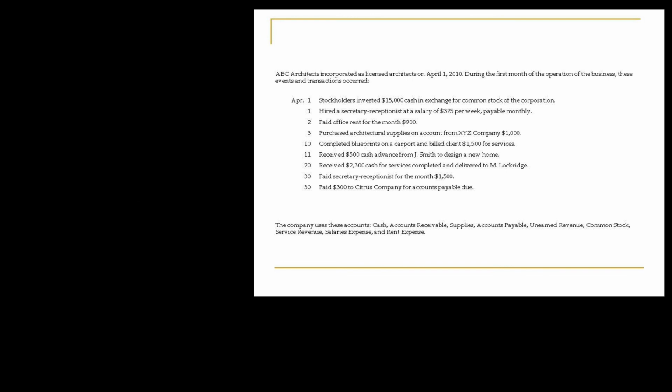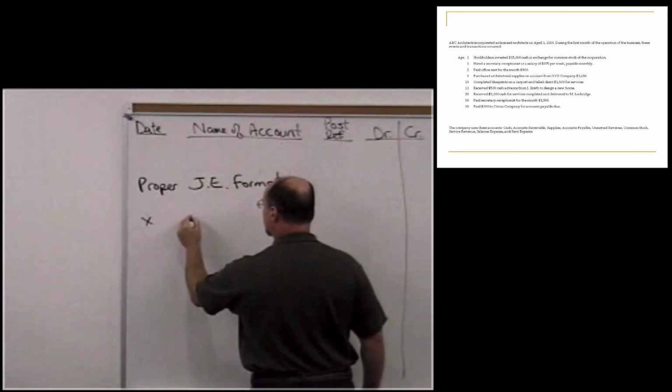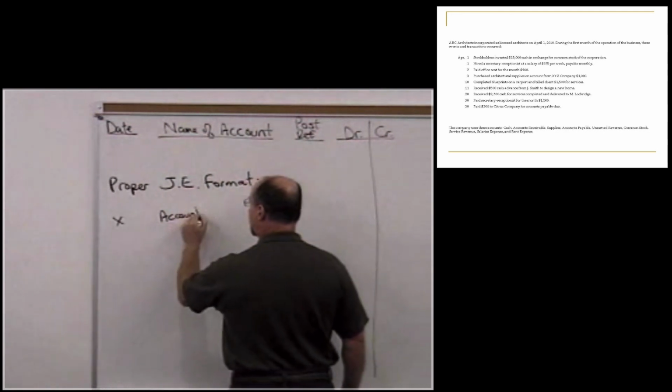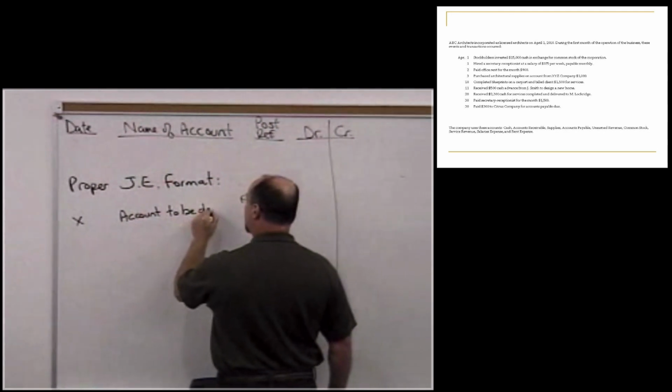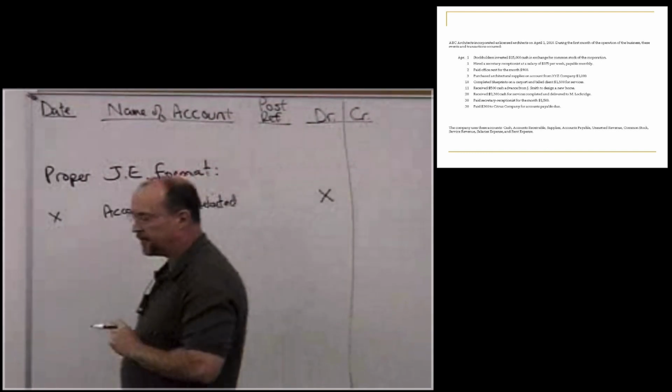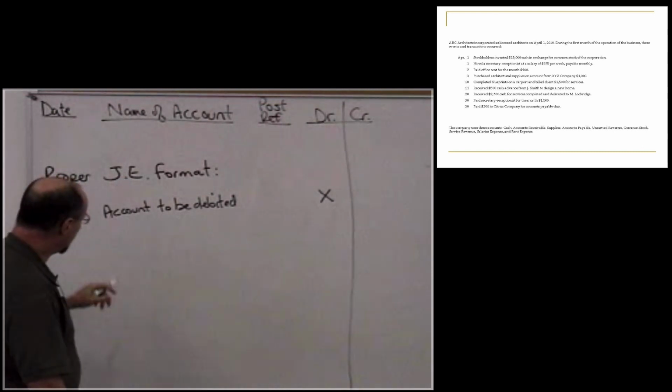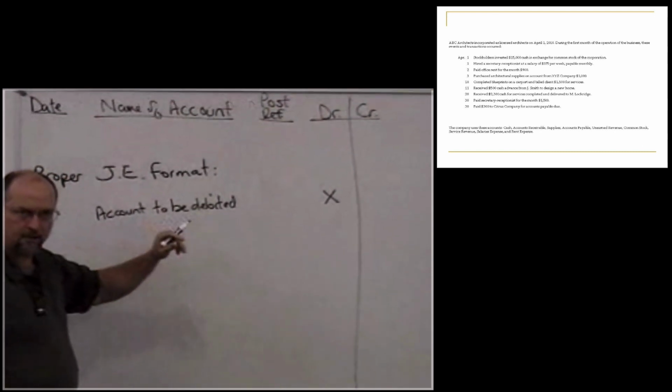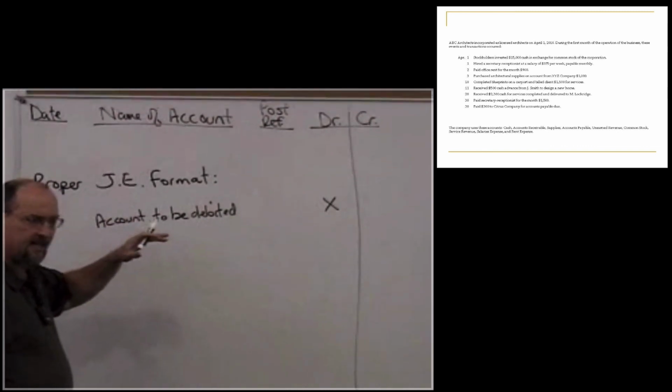Whenever we record a journal entry, the proper format, and I'm going to abbreviate JE for journal entry, whenever we record a journal entry, put the date, and whichever account is going to be debited is listed first. And then we record the amount that gets debited. So you always put your debits first in a journal entry. Doesn't matter what account it is. If it gets debited, it goes first.